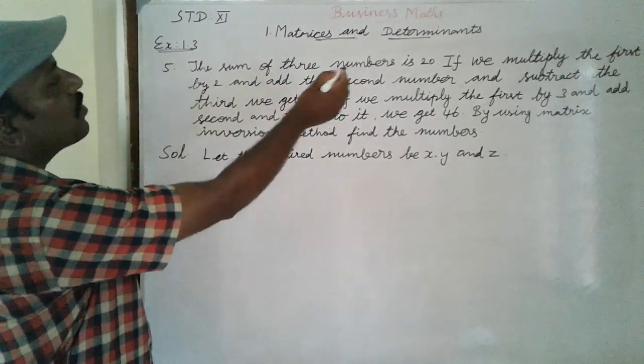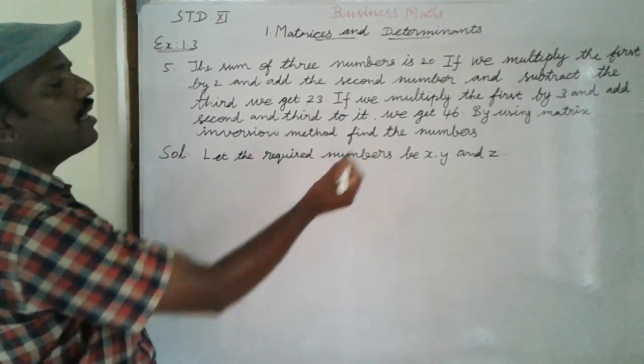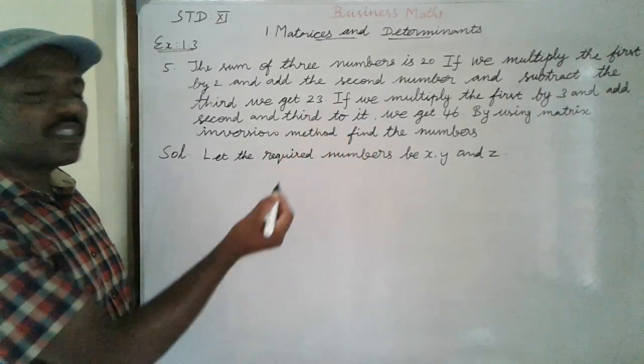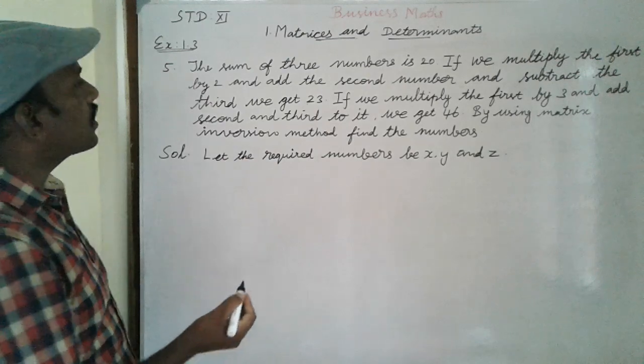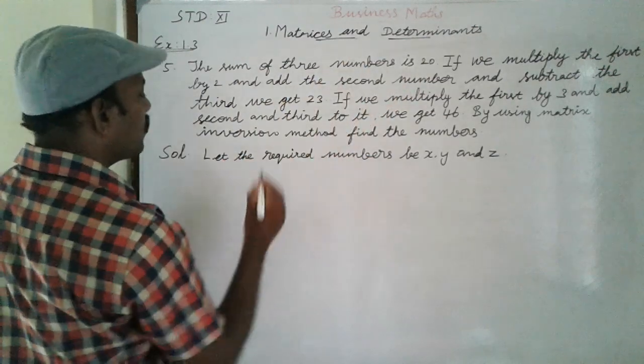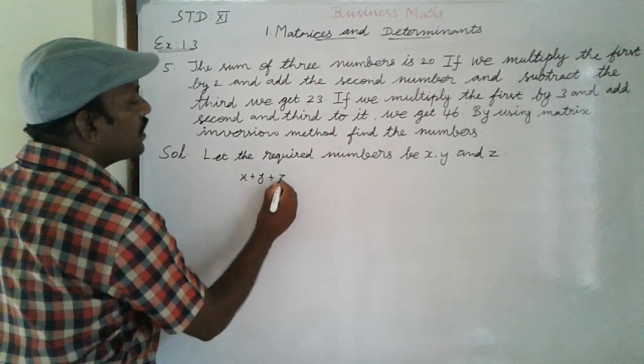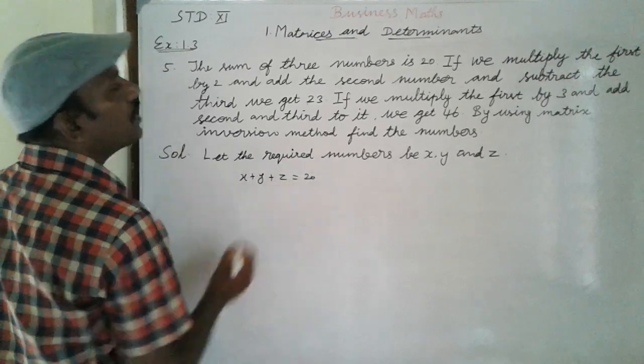The sum of the three numbers is 20. Let the three numbers be x, y and z. Since the sum is given as 20, x plus y plus z equals 20.